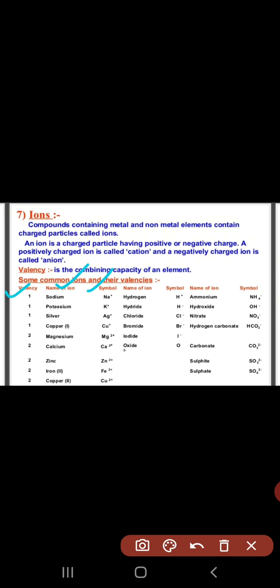The valency is given, the name of the ions is also given, and the symbol is also given. So now, first, sodium.